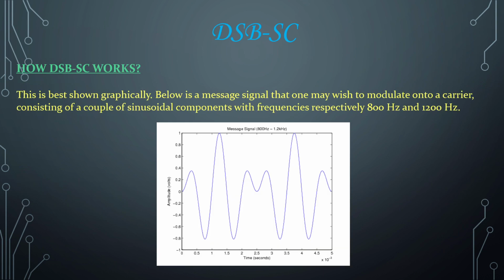How DSB-SC works is best shown graphically. Below is a message signal that one may wish to modulate onto a carrier consisting of a couple of sinusoidal components at frequencies of 800 Hz and 1200 Hz, respectively.